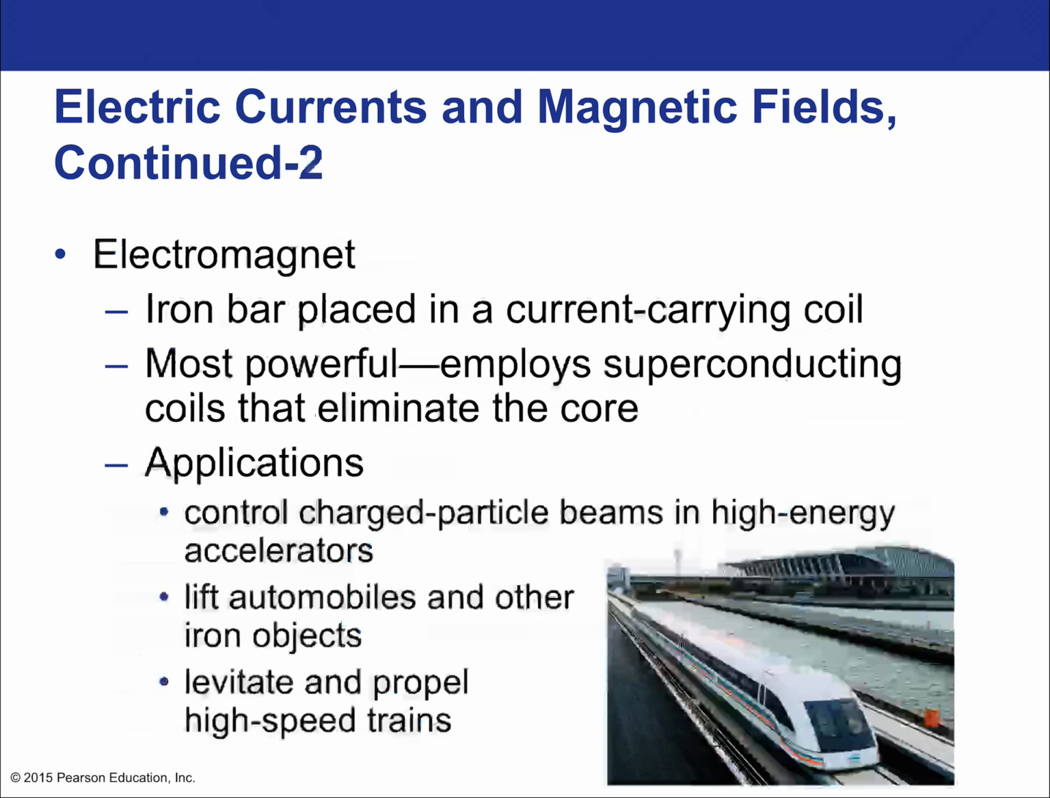All right. So electromagnets: an iron core is placed in a current carrying coil. The most powerful electromagnets employ superconducting coils instead of just normal wire, which eliminates that core.